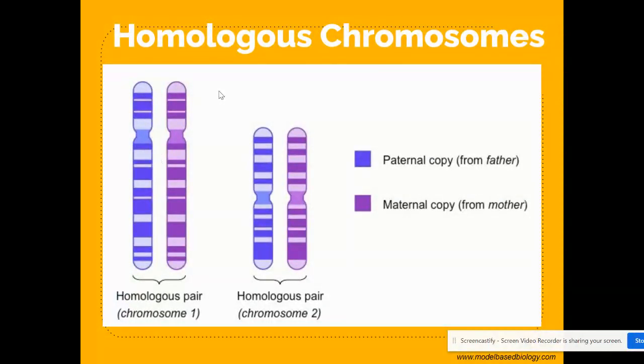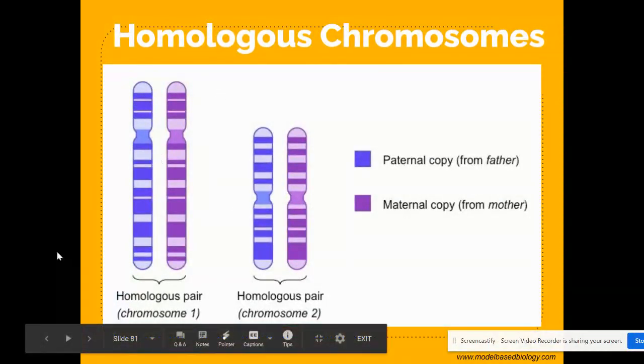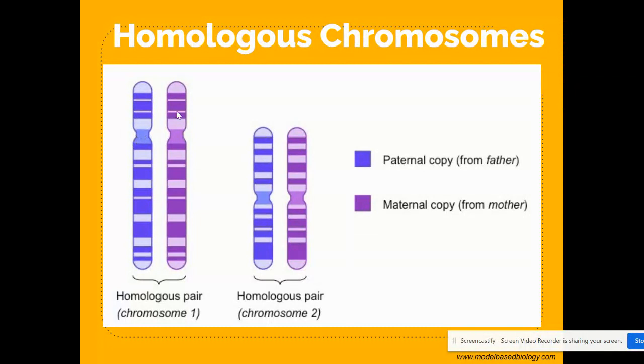So for example, this is a homologous pair. We have the paternal copy and the maternal copy. Each of these codes for the same type of information, but it might code for a variation of that information. So this might code for someone to be 6 foot. This one might code for someone to be 5'2". Okay.